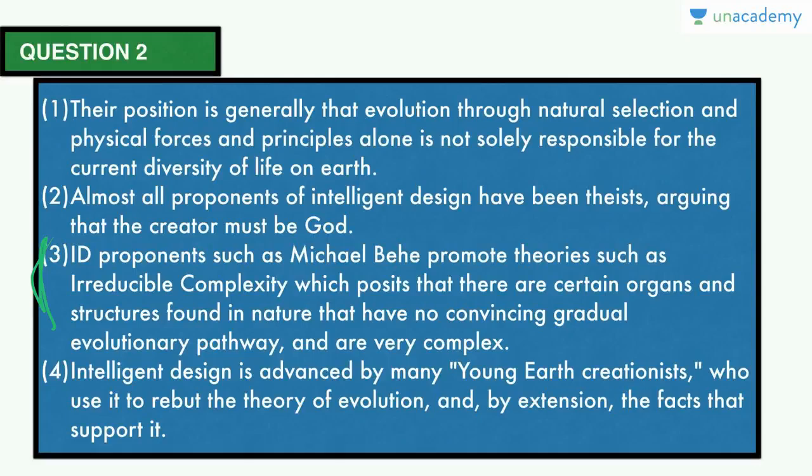Intelligent design is advanced by many young Earth creationists who use it to rebut the theory of evolution and, by extension, the facts that support it. Almost all proponents of intelligent design have been theists, arguing that the creator must be God. Then you talk about their position. Their position is that evolution through natural selection and physical forces is not solely responsible for the current diversity. I think 4, 1, 2 makes sense, and 3 is the odd one out. Though I'm not sure. This is a difficult one.